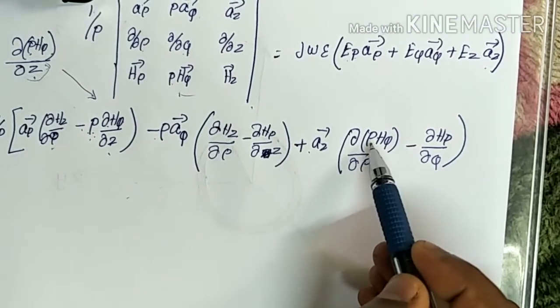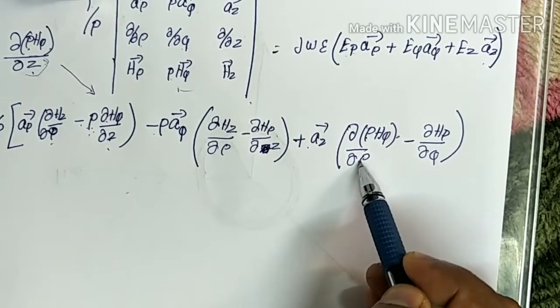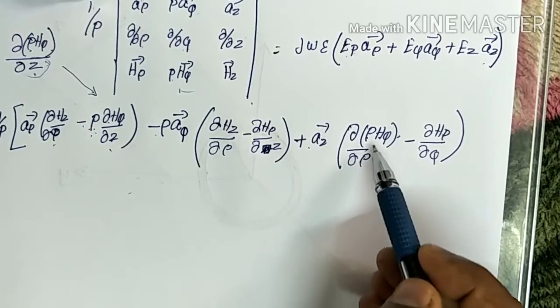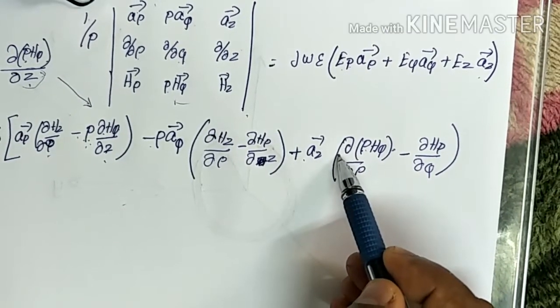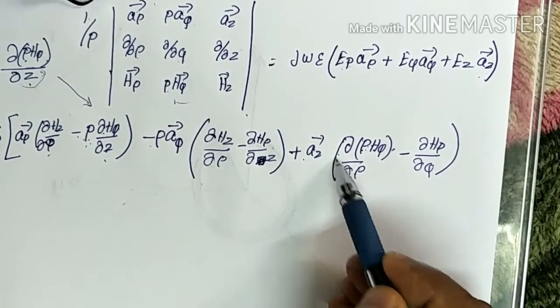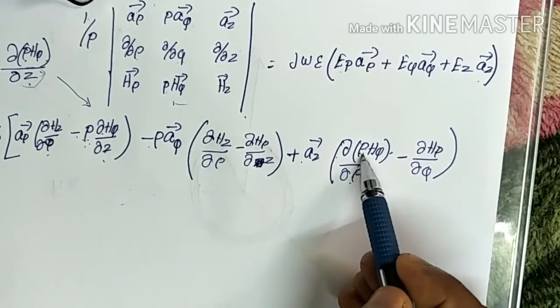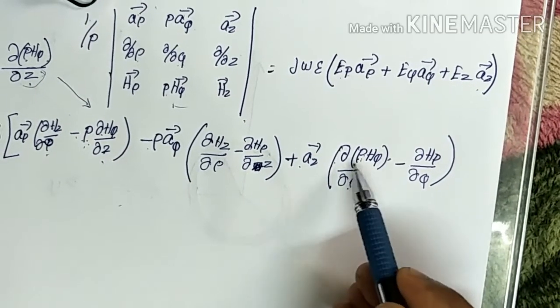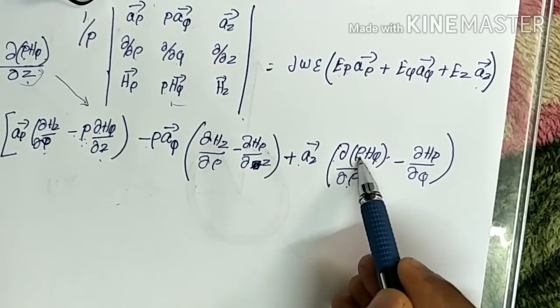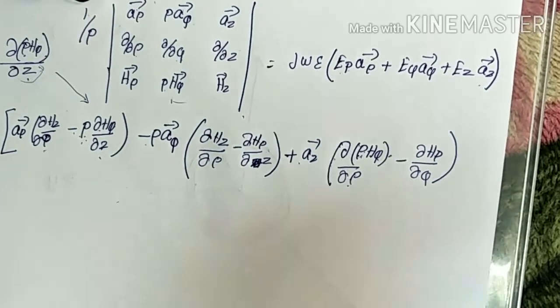In rho H phi by dou rho, you cannot take this rho commonly outside as a constant, since we are partially differentiating with respect to rho. This is a variable, not a constant. So it will stay inside the derivative; it will not come outside.